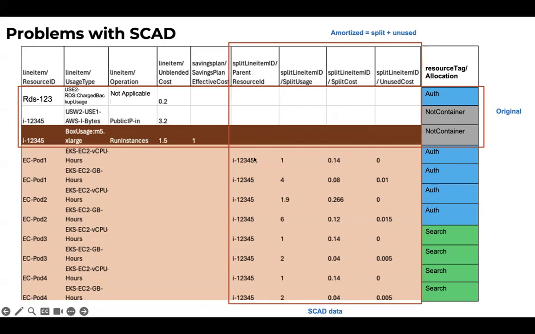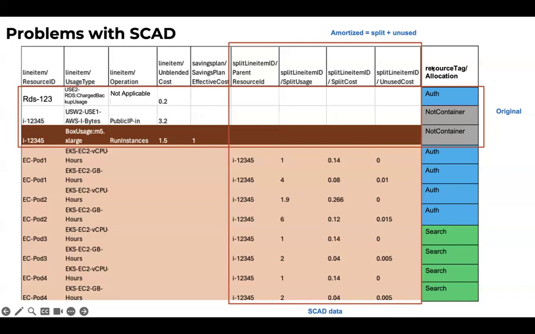And these columns show which resource is getting split up. So the parent resource ID is the 12345, and it also shows new cost types, split cost and unused cost. And there's a couple more, net split and net unused, right? These really are a form of amortized cost and net amortized cost. If you look at the formula here, it says amortized cost is split cost plus unused cost. And similarly, net amortized cost is net split plus net unused. So the costs that SCAD is producing are really a form of amortized costs.